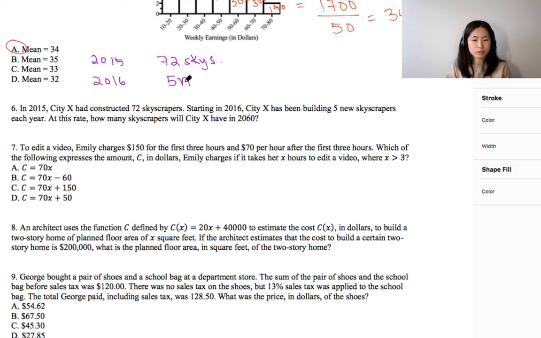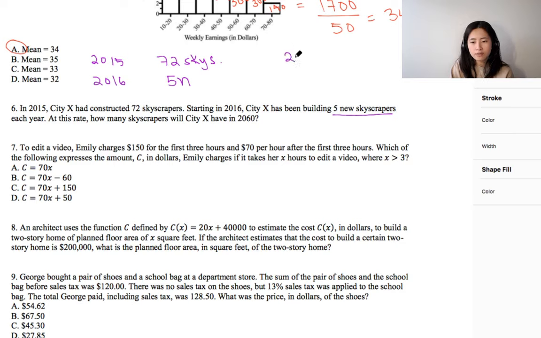For example, 2016, you would build 5 skyscrapers, and then 2017, that's going to be times 2. So that's 10 skyscrapers built by 2017, and then moving on to 2018, so on and so forth. So n would indicate the number of years, not the number of skyscrapers being built, because they're saying that it's 5 new skyscrapers each year. Okay, hopefully that makes sense. So you have 5n.